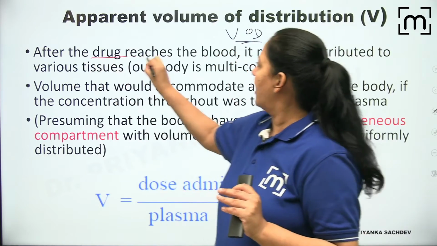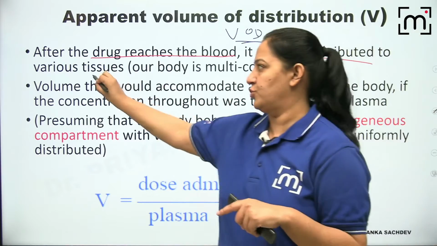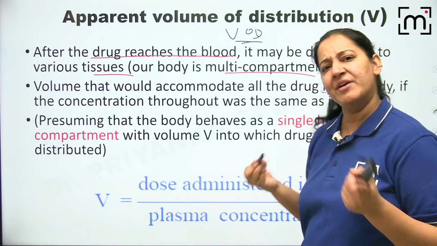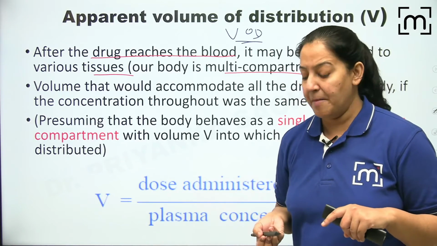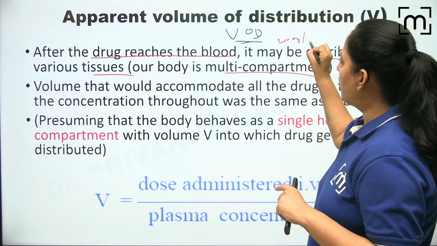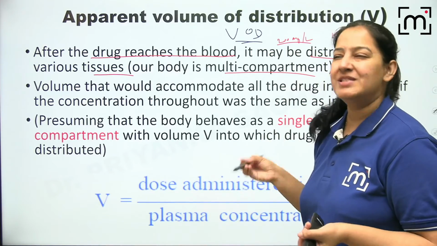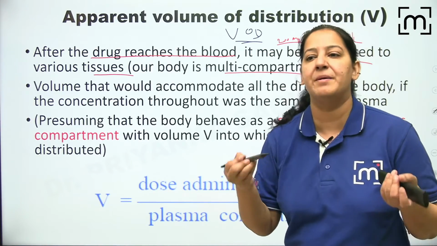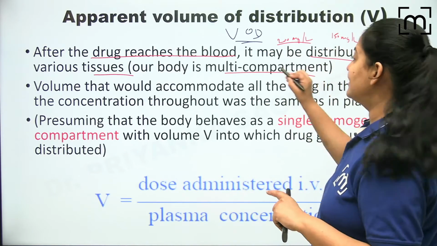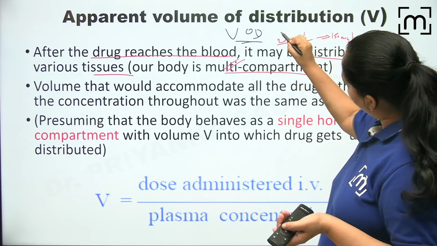So once the drug reaches the blood, it may be distributed to various tissue. It can enter various tissue, right? And our body is a multi-compartment having multiple tissue. For example, in the blood, the concentration of the drug is 200 milligram per liter. Out of 200 milligram per liter, 150 milligram per liter enters various tissue. Some amount enters kidney, some liver, some brain, some muscle, some bone, whatever. Because the body is multi-compartment, multiple tissues are there. Now 150 is entered, so in the blood only 50 is remaining.